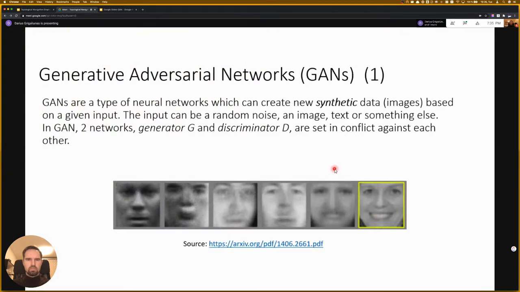So in 2014, a new type of network called generative adversarial networks was developed, which is able to create images from basically any kind of input. It can be just random numbers, it can be another image, it can be a text or something else. And this allows us to get basically whatever we want from whatever input you give. So in the original paper, they tried to make faces, and you can see on the right here a real woman's face and the faces the network managed to generate. They are not perfect, but they still look similar.